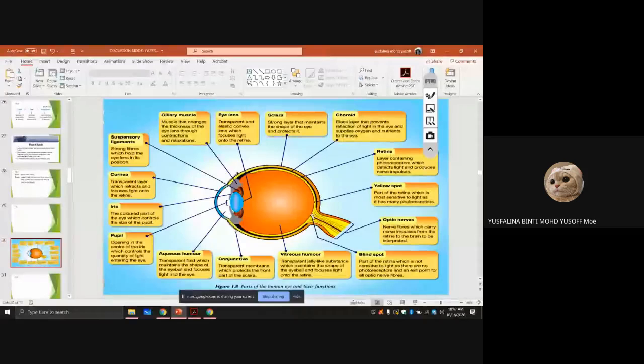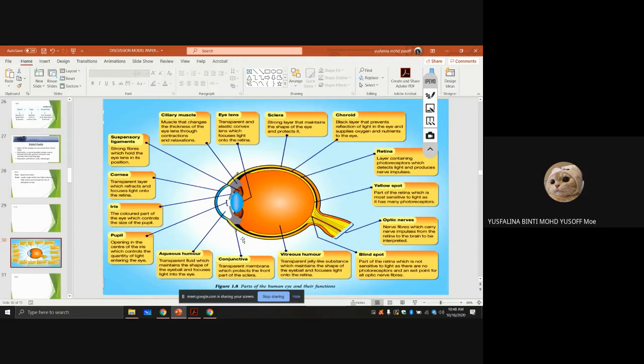The next one is the optic nerve. It carries nerve impulses from the retina to the brain. And this one is called the vitreous humor. This transparent jelly-like substance maintains the shape of the eyeball and focuses the light onto the retina. So actually the retina is the important part.